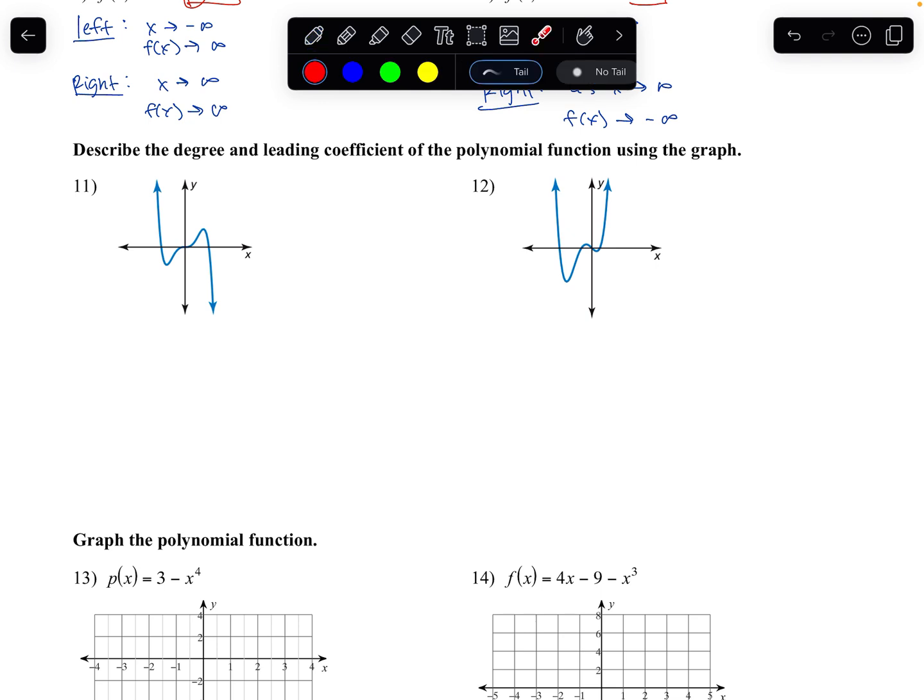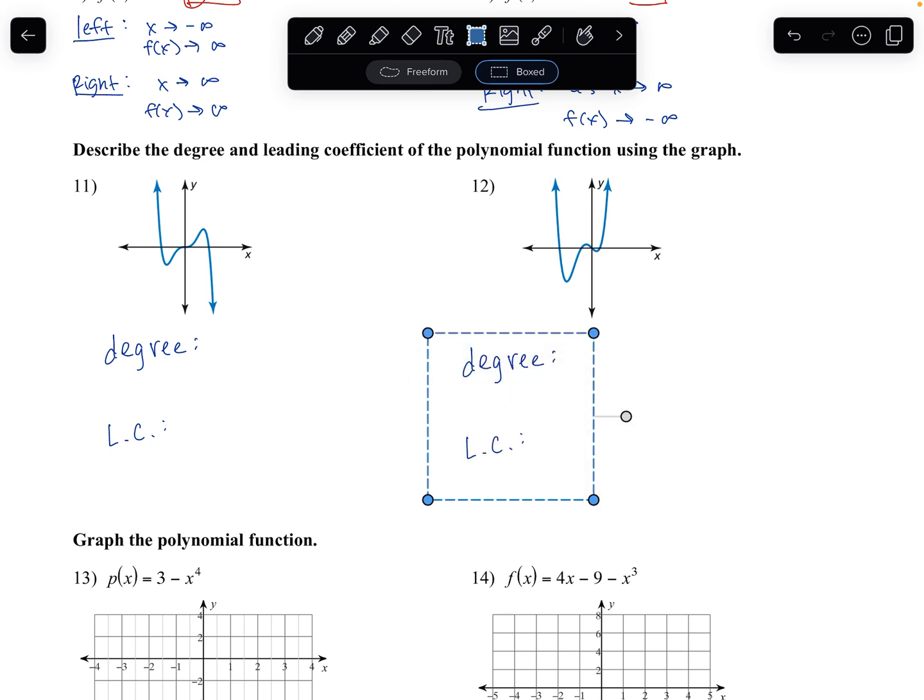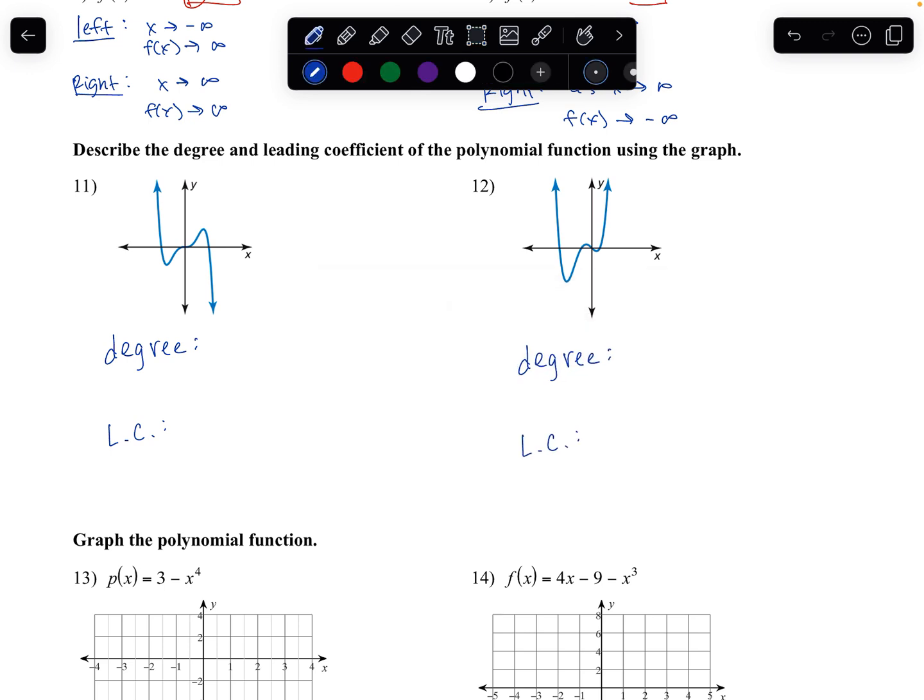For 11, describe the degree and leading coefficient of the polynomial function using the graph. So here's what we're going to do. We're going to state the degree, not necessarily the number of the degree, but if it's odd or even. And then the leading coefficient we're going to state as positive or negative. Okay, so this degree has to be odd. I can see that because on the left side it's going up, but on the right side it's going down. They're behaving in opposite ways, and so that's an odd degree polynomial.